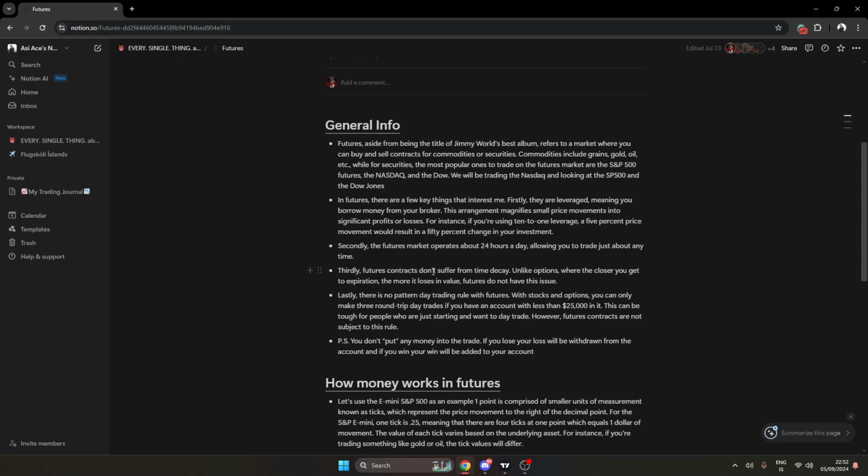Thirdly, futures contracts don't suffer from time decay, unlike options, where the closer you get to expiration, the more they lose in value. Futures don't have this issue. Lastly, there is no pattern day trading rule with futures. With stocks and options, you can only make 3 round day trips if you have an account with less than 25k in it. This can be tough for people who are just starting and want to day trade. However, futures contracts are not subject to this rule.